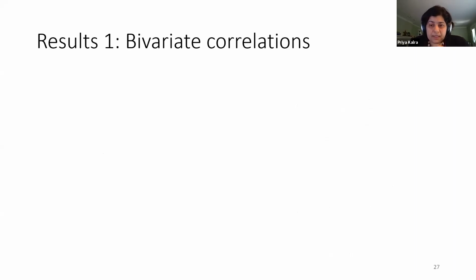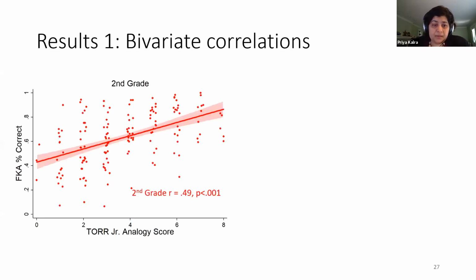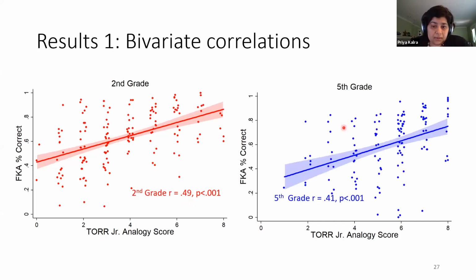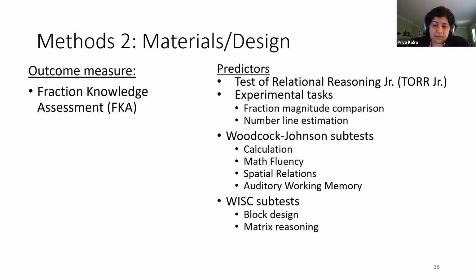So let's just look at the bivariate correlation to start. Is there a relationship between fraction knowledge and relational reasoning? Yes. Here's the TORR Jr. analogy score. Here's the proportion correct on the FKA. Second graders, r of 0.49. Similar for the fifth graders. You can see it here. And here's a slide that I moved, sorry.